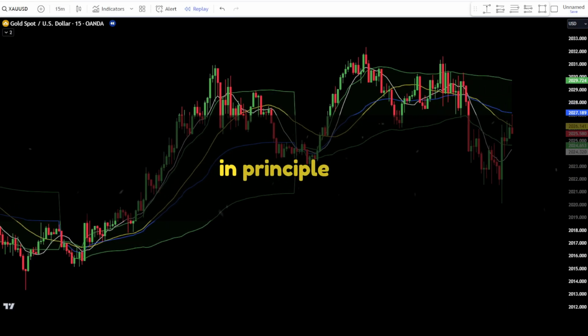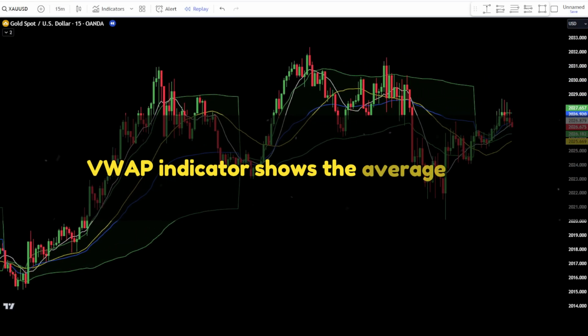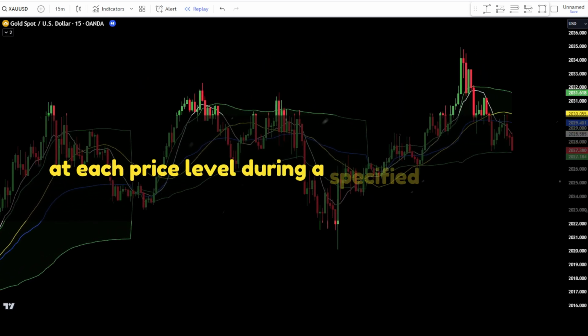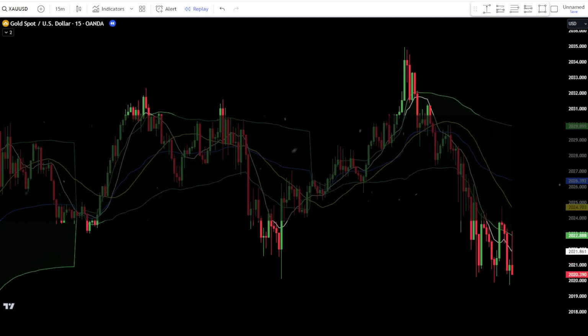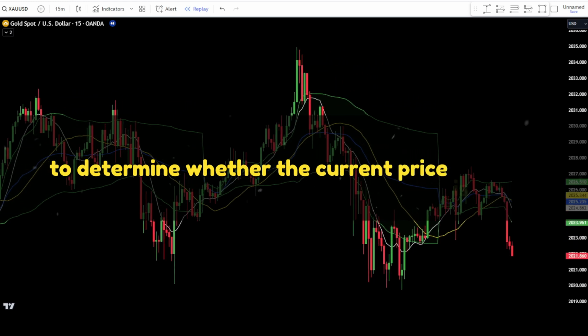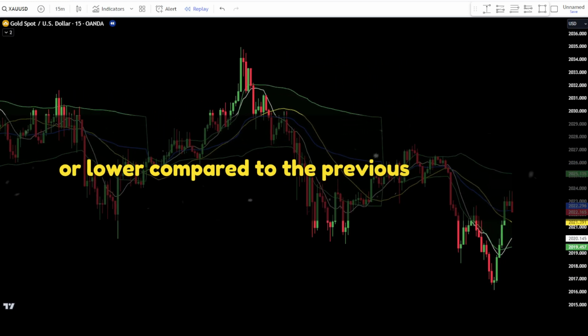In principle, the VWAP indicator shows the average price calculated based on the trading volume at each price level during a specified time period. Traders often use the VWAP indicator to determine whether the current price is higher or lower compared to the previous time period.